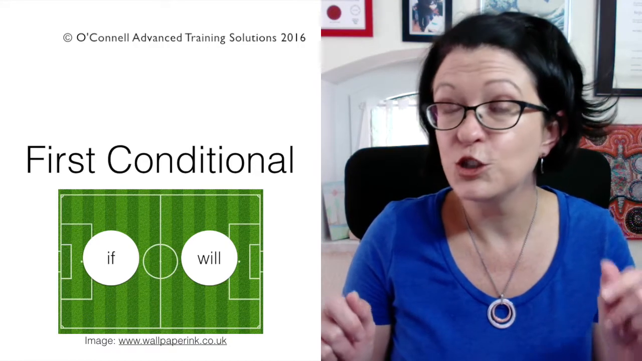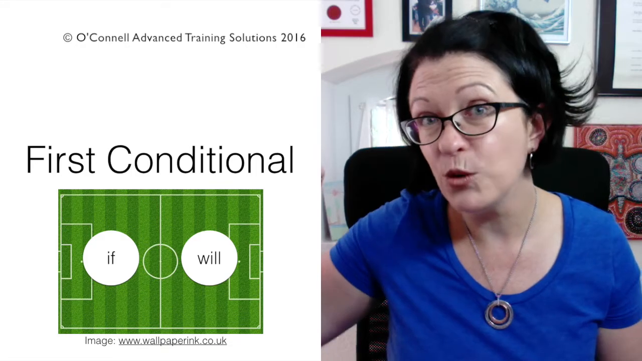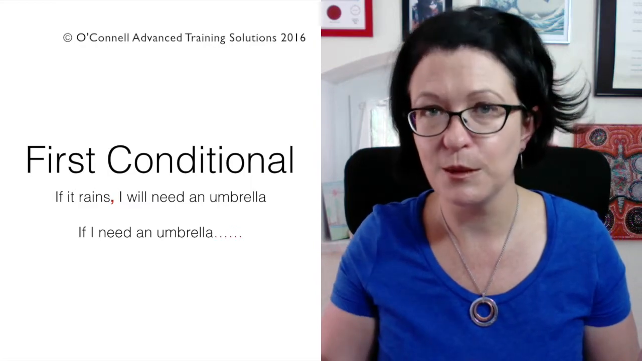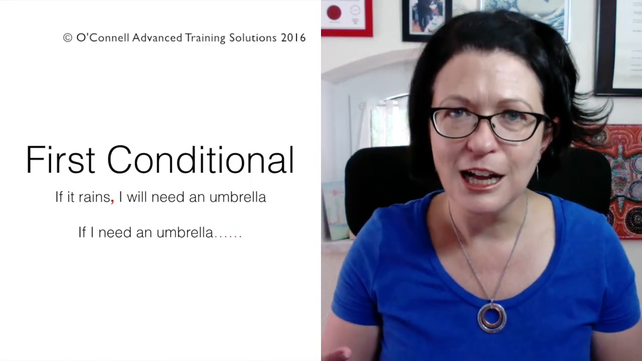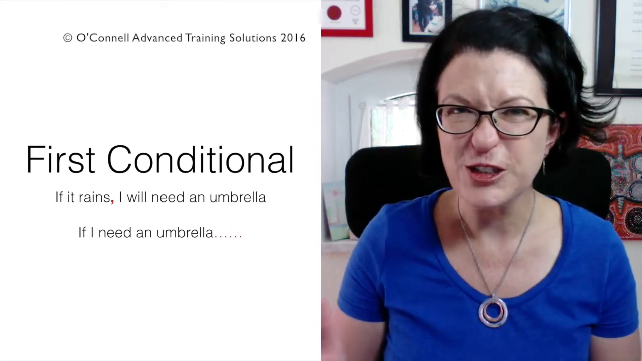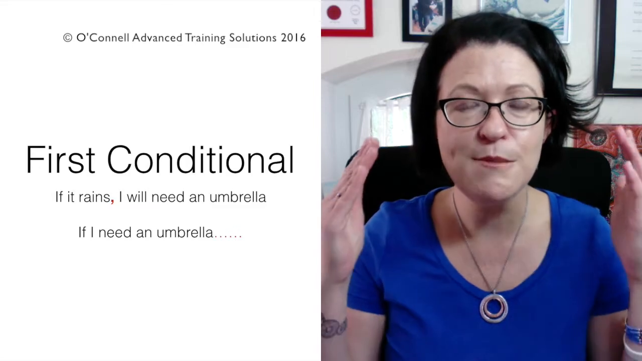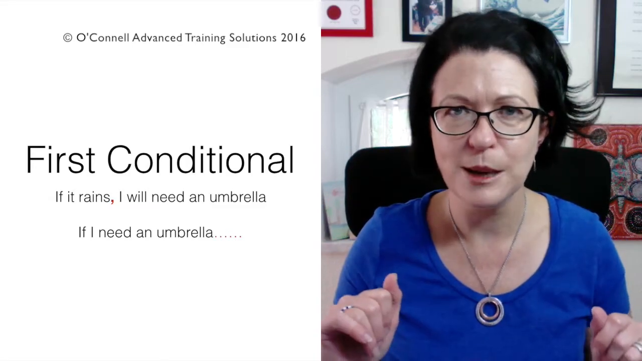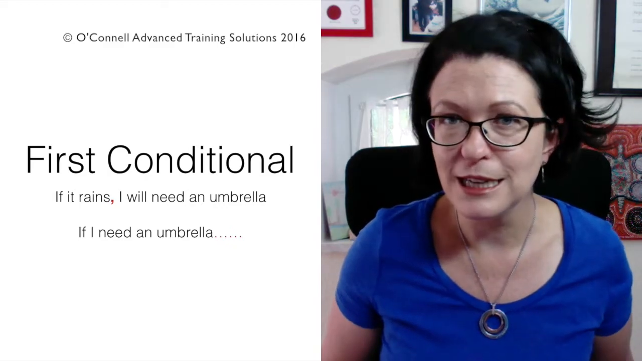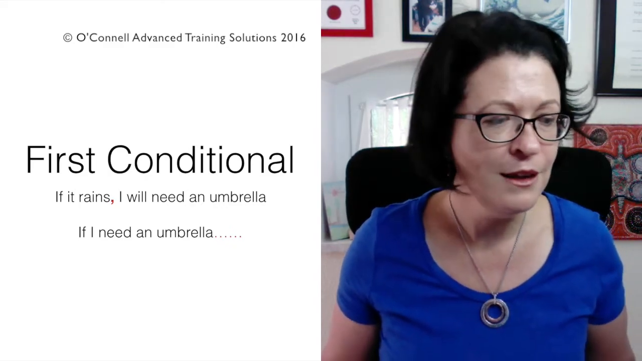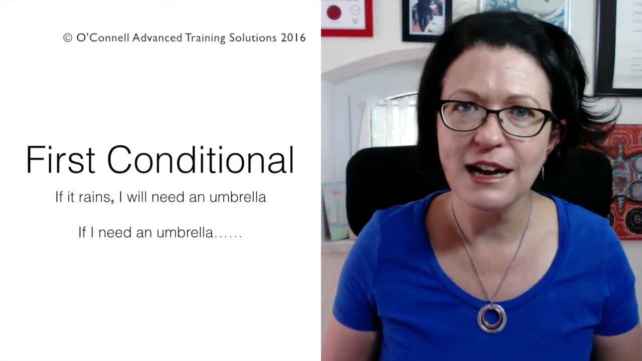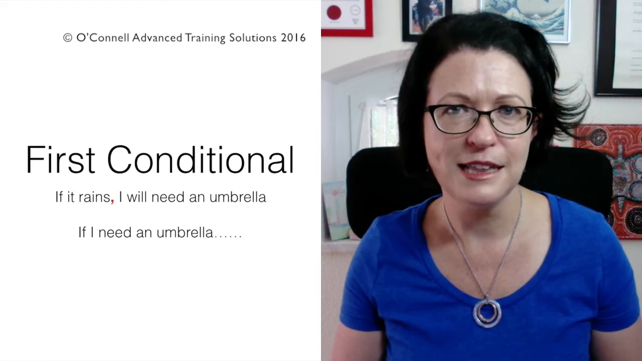Then I apply that to the if part of your first conditional and the will part of your first conditional. Because of course, when our if sentence starts with the if, it's divided by a comma from the will. For example, if it rains, comma, I will need an umbrella. So by using the cultural reference, you're having a little bit of fun with your students, but you're also getting this image in their minds that the if and the will have to be separate, just like Germany and France on the football field at the start of the game. Okay, so then they've got in their mind that if is here and will is there.